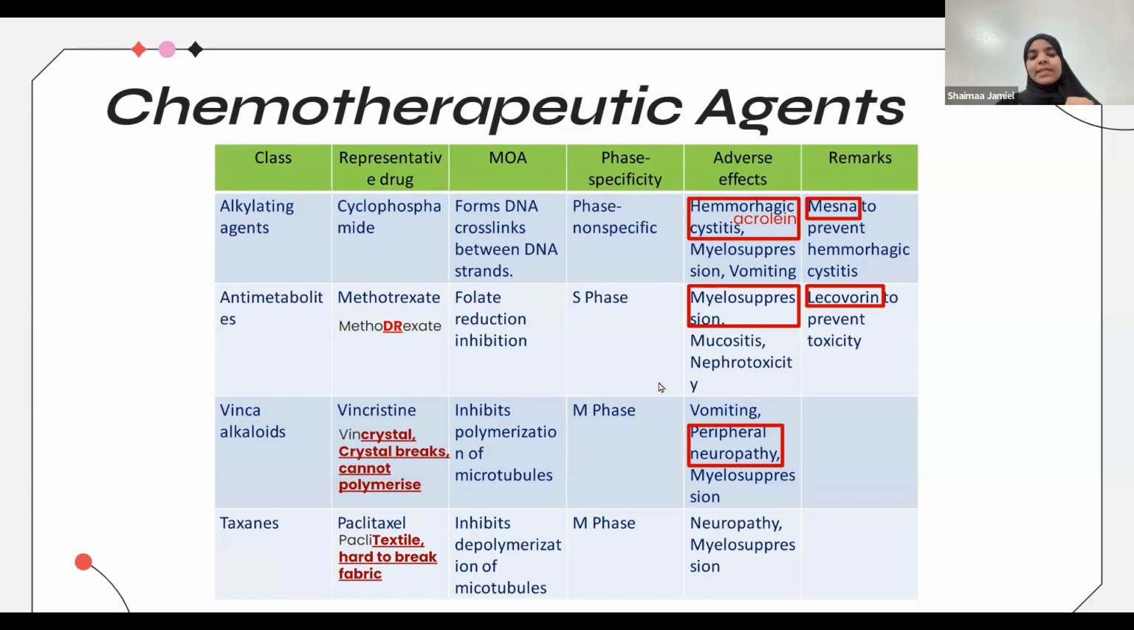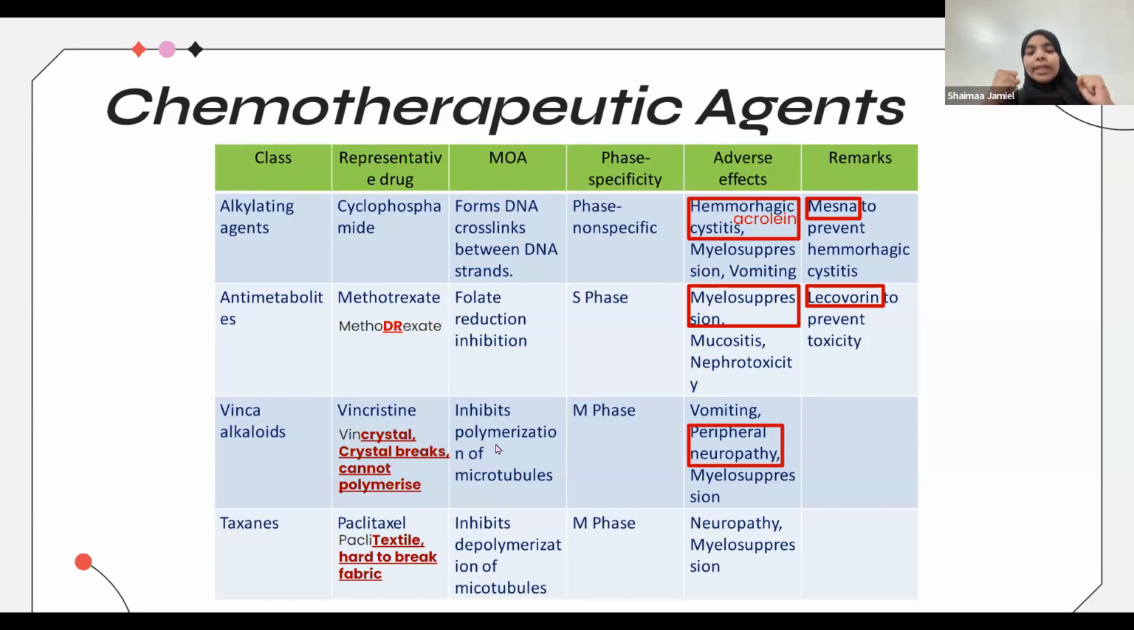Yeah, okay. Then we have vinca alkaloids. So vinca alkaloids and taxanes, both of them work on the mitotic phase, M phase, so they work on the microtubules, okay? But the difference is that vinca alkaloids are going to inhibit polymerization, and taxanes are going to inhibit depolymerization.